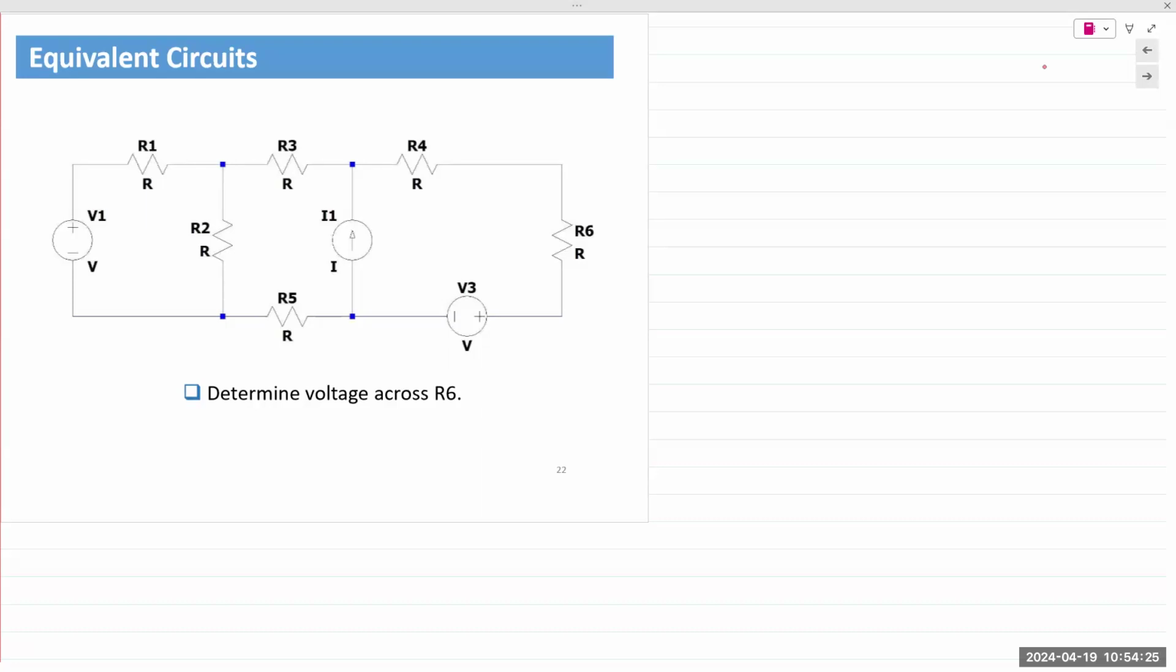All right, so we have this large circuit, and let's say your job as an engineer or a designer is to determine the value of the voltage VR6, and it needs to fit within a certain spec. Let's say VR6 is required to be 2.5 volts or so. You have multiple sources in the circuit, multiple resistor values. You have to perform an analysis.